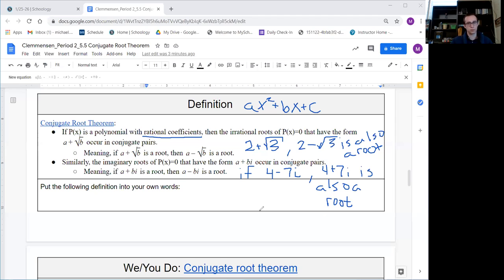All right. It's that simple. That's all it means. If it says it's a rational coefficient, and we have something that's irrational, something with a square root, then its opposite also has to be true. It's a conjugate pair. All right. Are there any questions about this definition?